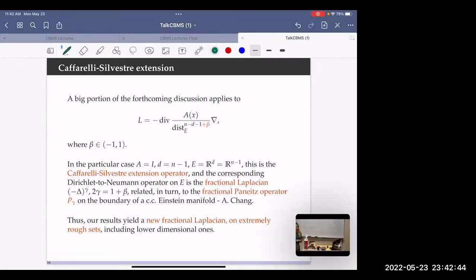So this beta, if you are able to handle that, gives you a little bit of an idea. In the very basic case of dimension n minus one, you take a plane and an operator with A equal to identity. It turns out that this L, which in this case is minus d one over distance to the power beta, where the distance is to a plane E, is a plane.